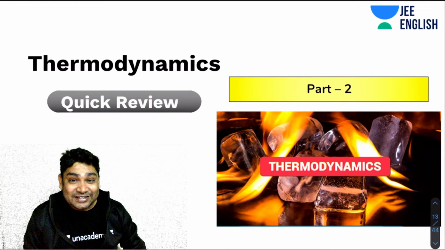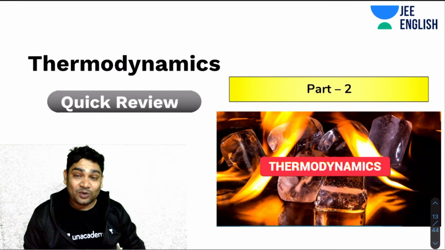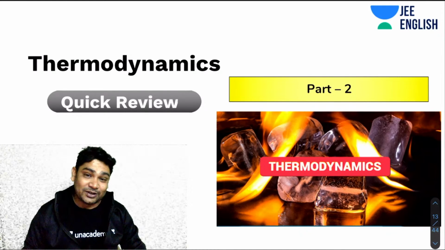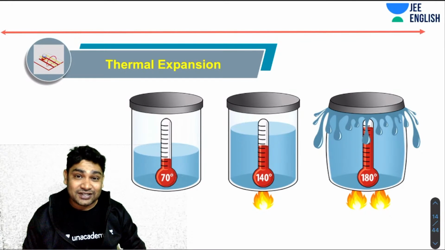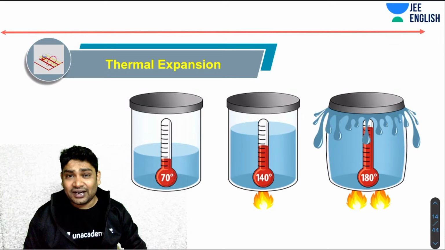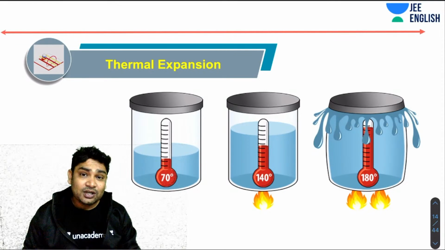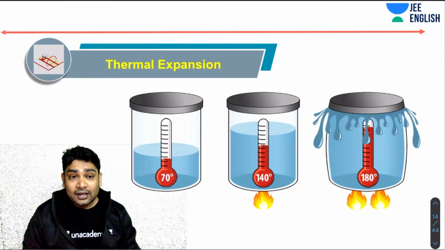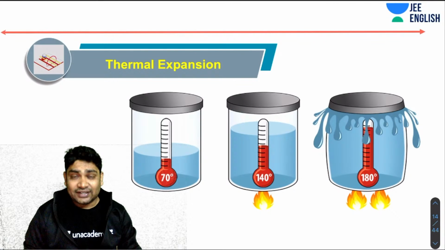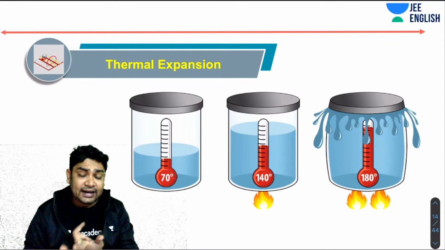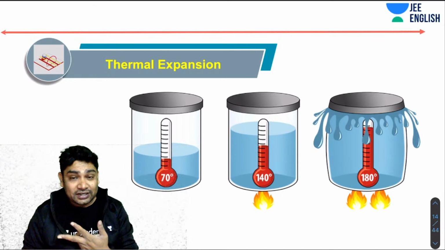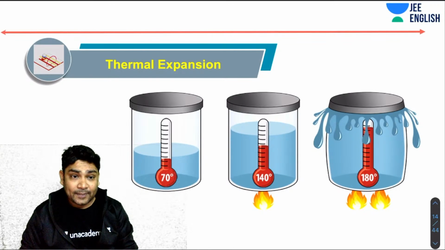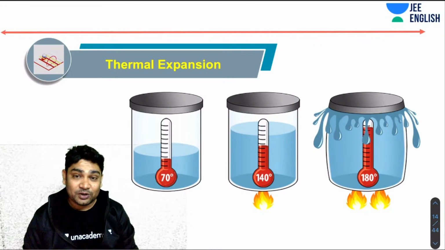So let's get started finally with our quick review part two of thermodynamics. Today we'll start the discussion with thermal expansion. This is a simple phenomenon. We realized last time that heat is a form of energy. So whenever you supply a body heat, it will have two kinds of effects essentially. It will increase either the kinetic energy of the molecules or the potential energy between them, or both. These are the possible outcomes when you add heat.